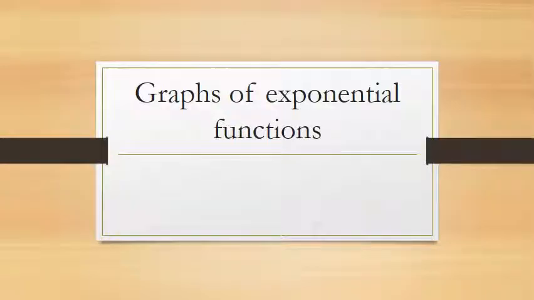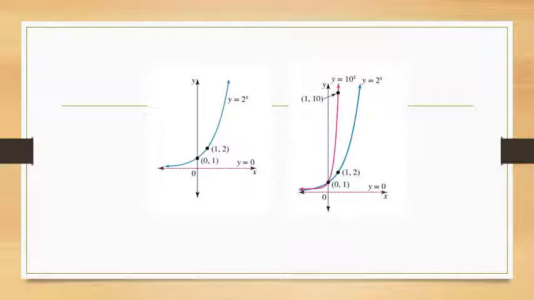Okay, so graphs of exponential functions. Now, exponential functions, if we're not looking at shifts and dilation, so if we're just looking at the basics, will always, well, most of the time cross 0, 1. The reason for that is if you put anything to the power 0, it gives you a 1.